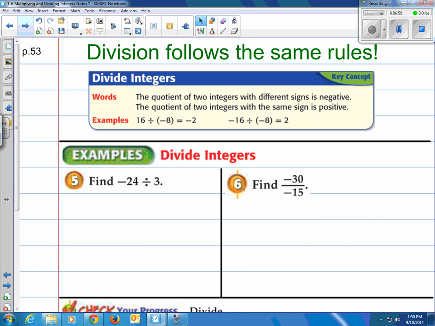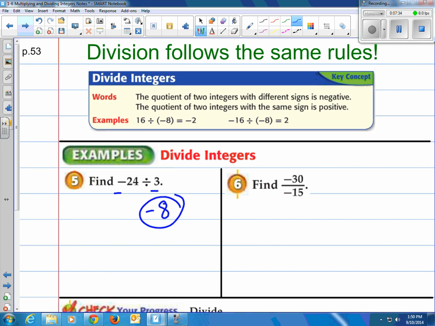All right, division. What's nice, division follows the same rules. So if you read through, it says the quotient or the answer of a division problem of 2 integers with different signs will be negative. So if you have 2 integers, let's say this first one, -24 divided by 3, they have different signs, one's negative and one's positive, it'll be a negative answer. So you do 24 divided by 3, which is 8, and then put a negative on it because it is 1 negative and 1 positive.